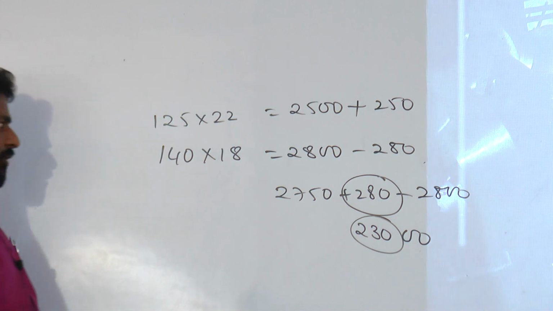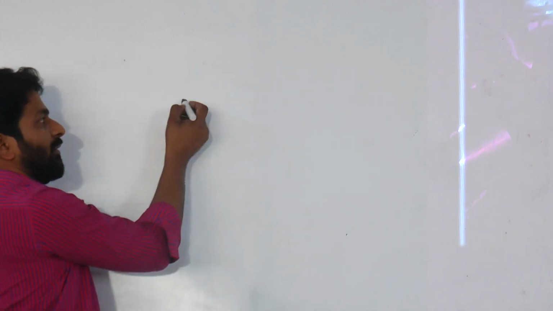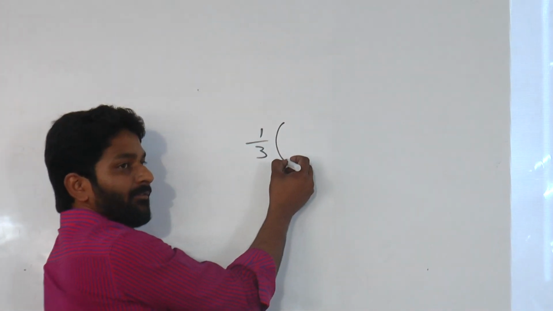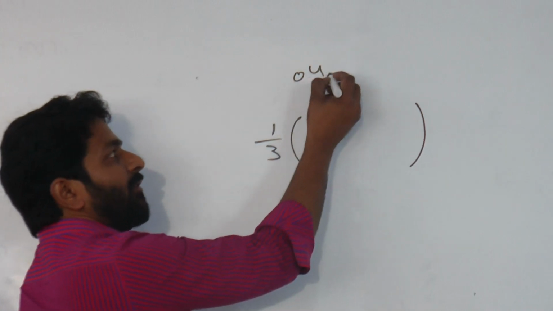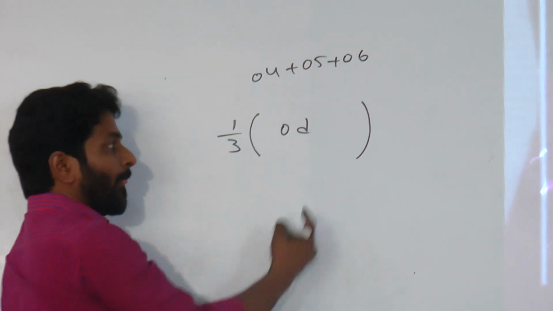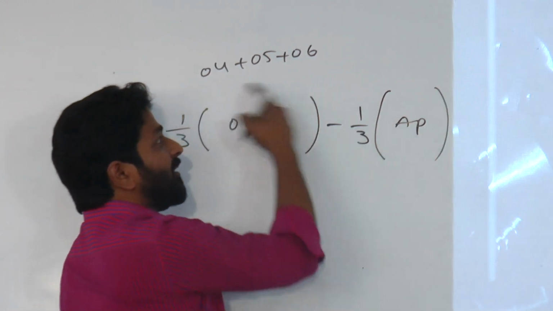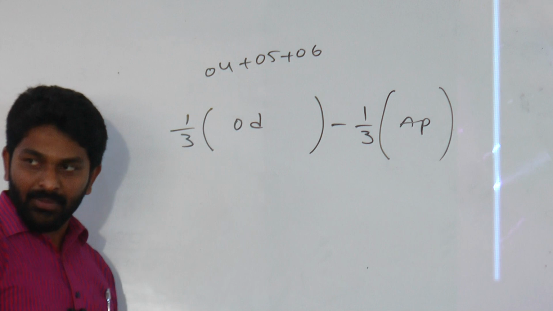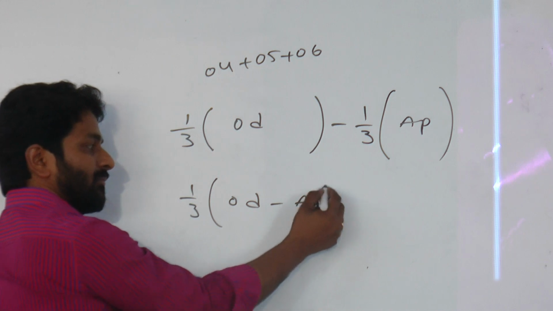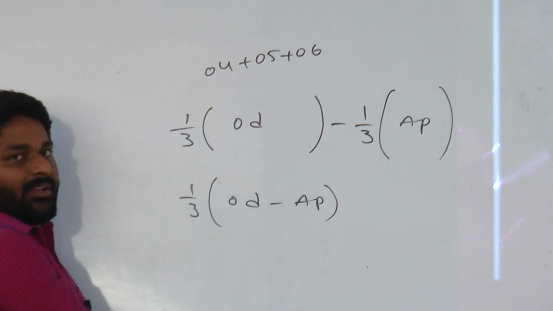Take individual difference and then go for average. You don't need to calculate separate average for how many years? 3 years. 1/3 of sum of production in Odisha in these 3 years, and then 1/3 of production from AP from these 3 years. This is what you are asked about. Take 1/3 common. That will be Odisha minus AP. Yes or no? So that's what I am telling you. Take individual difference and then go for average.